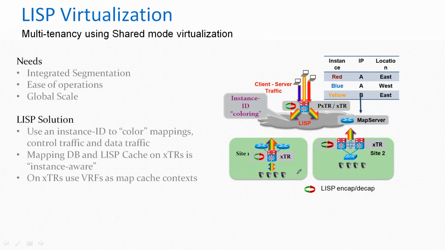So the LISP solution is that you use instance ID to color mapping, control traffic and data traffic, mapping database, and the LISP cache for the tunnel router is instance aware. On TX, the tunnel router uses VRF. Obviously, if we are using VRF, then we can divide a global routing table inside, say, customized VRF tables, and in that way we can create network virtualization inside the LISP infrastructure. So these are the use cases.